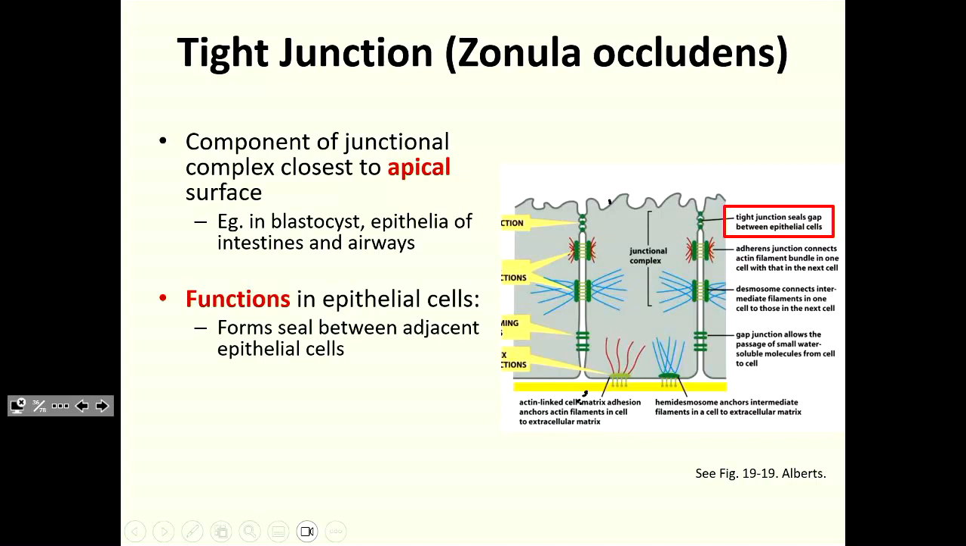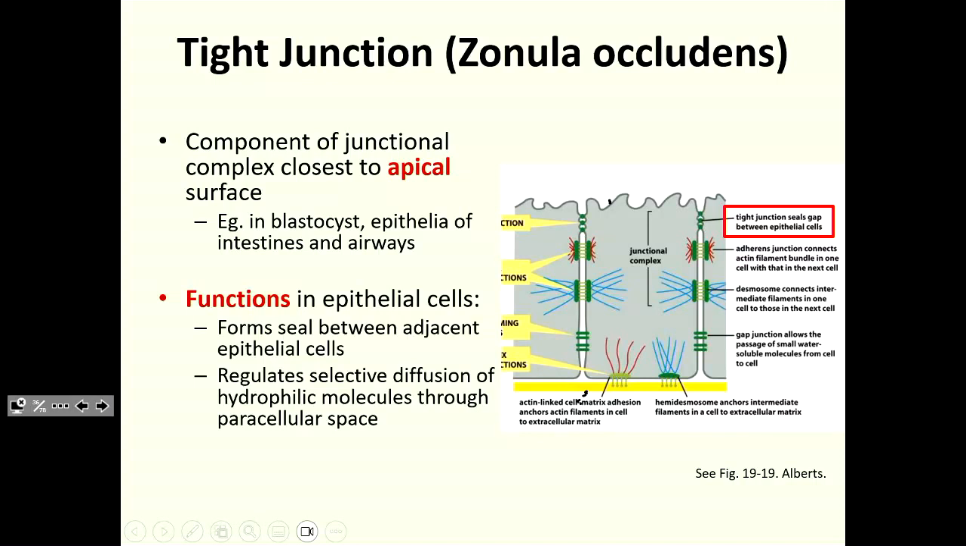So there's that word again, seal, regulates selective diffusion. I tried to explain that with water and ions. It's a selective seal, so there are times when the cell might decide to open it up a bit, depending on the needs. We won't talk about those conditions right now. And as was just said, it helps maintain polarity.